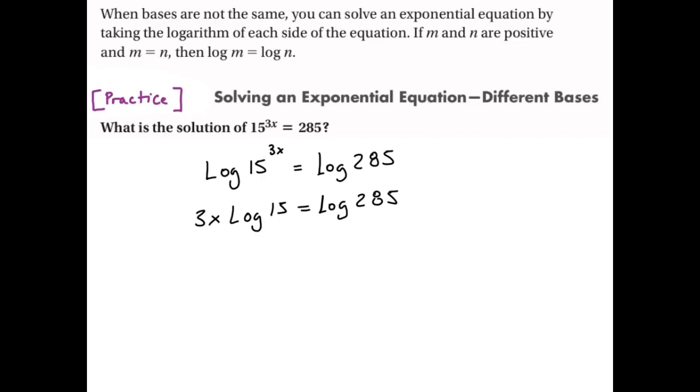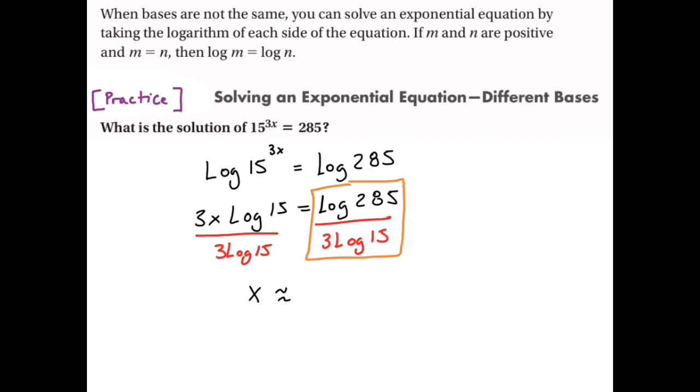So now we want to get x all alone. To do that, we're going to divide both sides by 3 log of 15. We're going to go ahead and put this in our calculator, and we should get x to be right around 0.696. Or if you want to round to 0.7, that's okay.